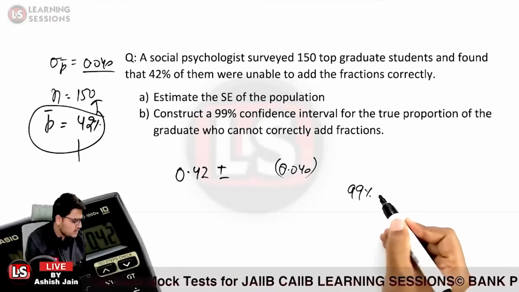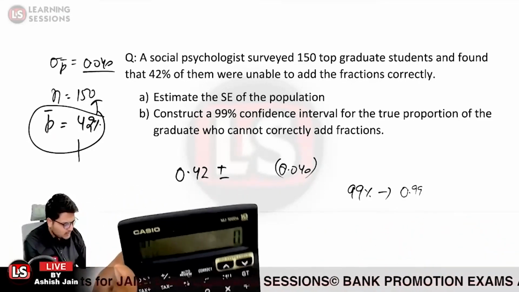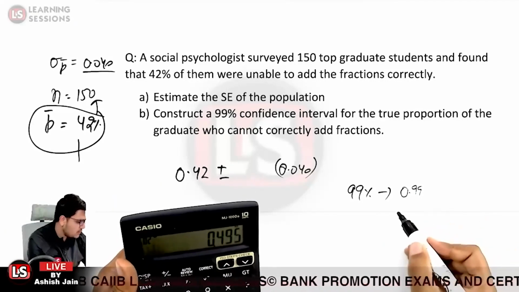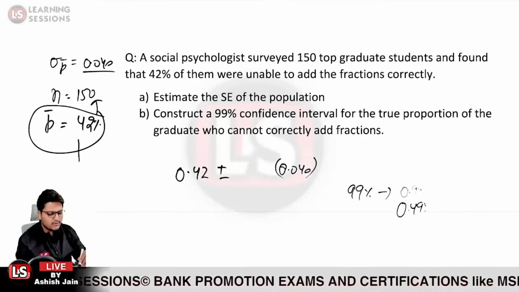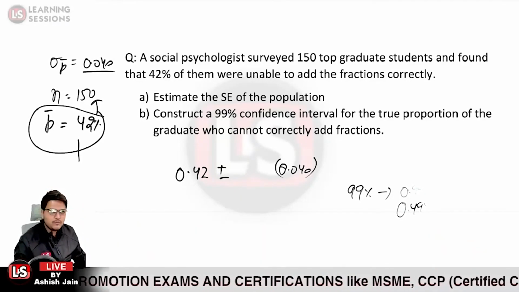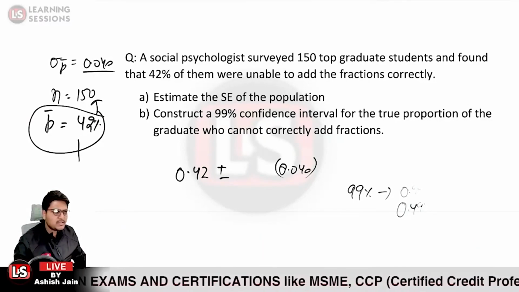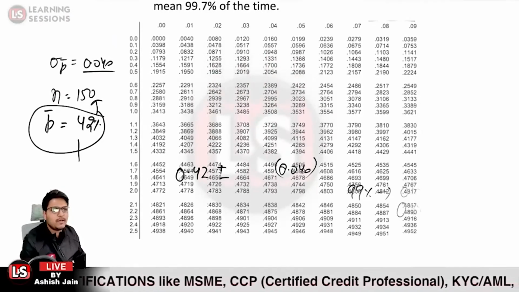Now if we look at the value over here, that is the 99% value. So the 99% value we convert into decimal, it is equal to 0.99, and further 0.99 divided by 2 is equal to 0.495. That is the value we are concerned about, and we'll be looking at the Z value over here. So let's go to the Z table. It's a value of 0.495.